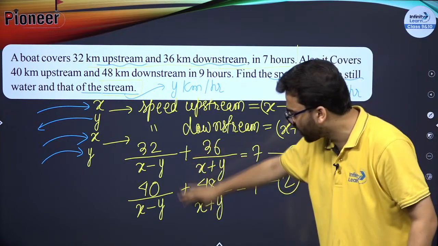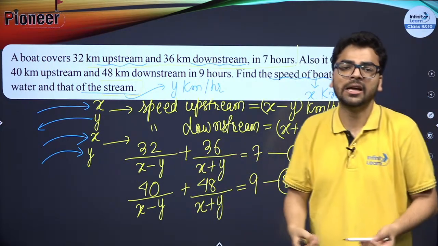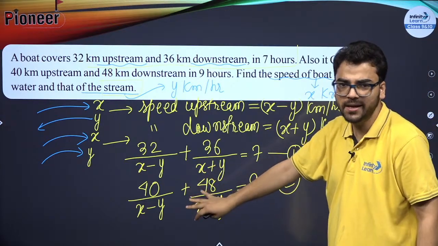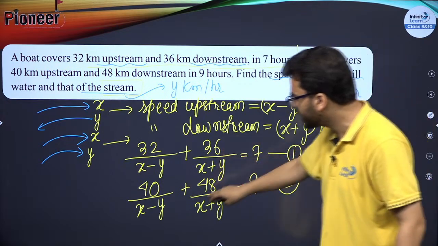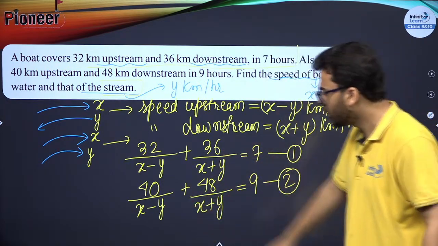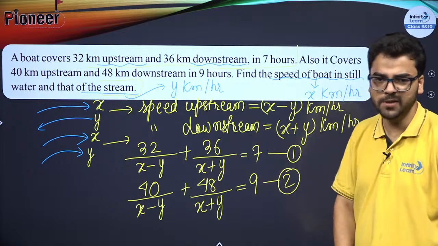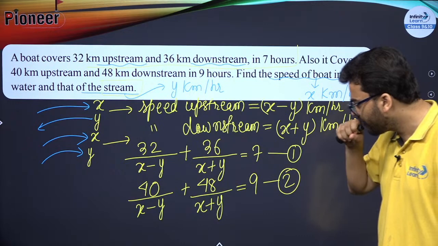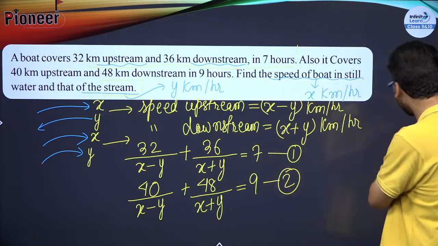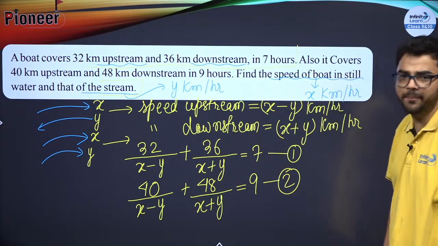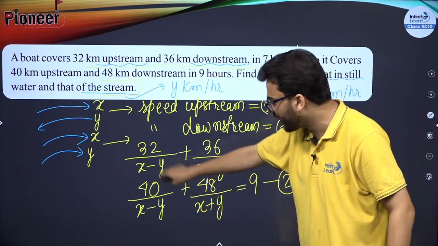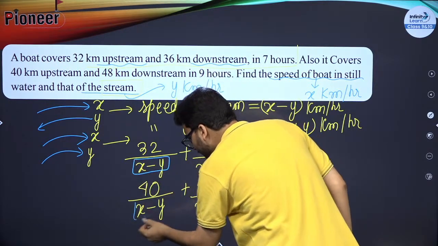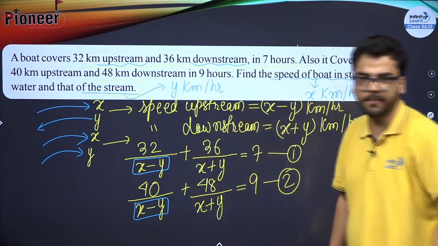Now I can easily solve these equations, although they are not linear equations in two variables, but you can solve them easily. I hope it is clear. So 32 upon x minus y plus 36 upon x plus y, 40 upon x minus y, 48 upon x plus y. I hope this is clear to every student in this session, guys. So what I would think in this case, see over here these are a bit big numbers. So can I think of eliminating 1 by x minus y over here, right?